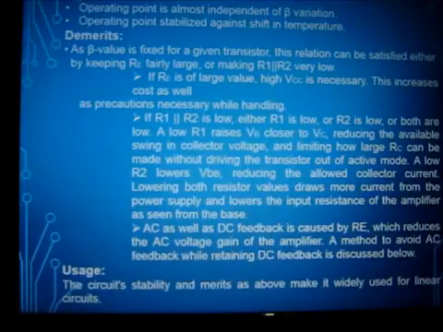Now these are some merits and demerits. The first merit is the operating point is almost independent of beta variation. This is the most important merit of this type of circuit. That is, even if you change the transistor, the parameter beta does not change so much. Means the operating point is almost independent of the beta variation, so you can frequently change the transistor. The operating point also stabilizes against a shift in temperature.